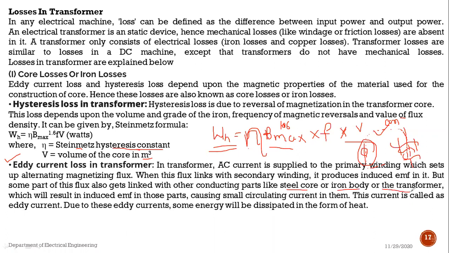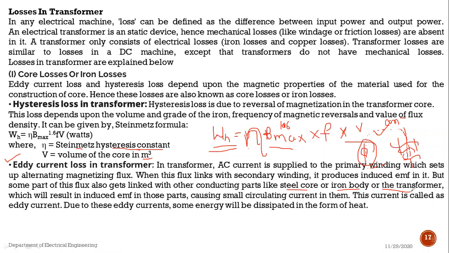Okay, so the transformer is made up of a core. The core is made up of either steel material, or it may be iron core type, or it may be the transformer's other material body. So suppose this has somewhat of a conducting capacity, काहीतरी जर त्याची conducting capacity असेल, so some flux will link to that conducting part. त्या conducting part ला link होते. So which will result in induced EMF in those parts.